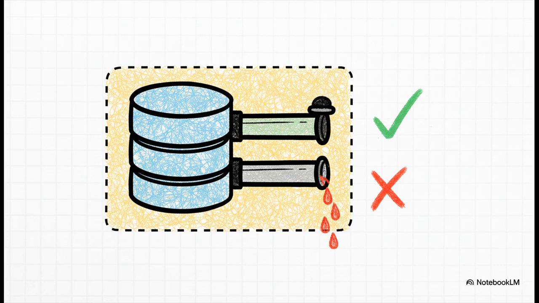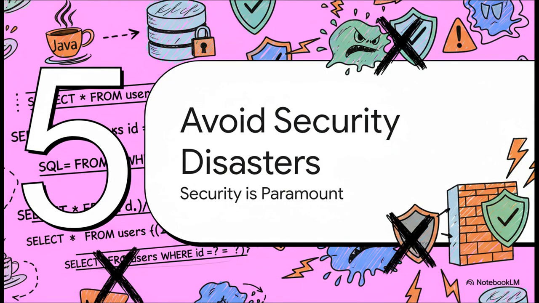Now, this is a huge best practice, you guys. You have got to clean up after yourself. Database connections are precious, expensive resources. Leaving them open can cause major problems. Using a try-with-resources block is the modern, foolproof way to make sure everything gets closed properly, even if something goes wrong.